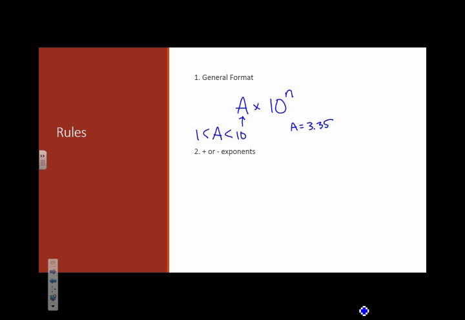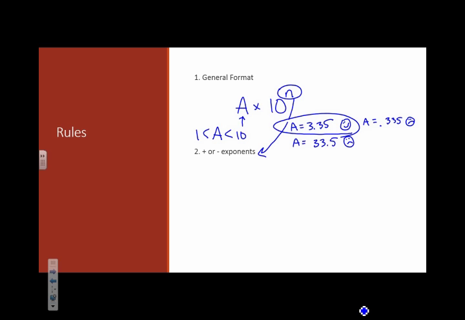All right, there we go, nice and clear. So this is good, this works. If I chose A to be 33.5, though, that doesn't work because that's not less than 10, so this is a no-go. And if I chose A to be 0.335, that's also not okay. That wouldn't work. So I need to choose my A value so that it's greater than 1 and less than 10, or else I won't be writing the number correctly, and I would get it wrong on a test or a quiz.